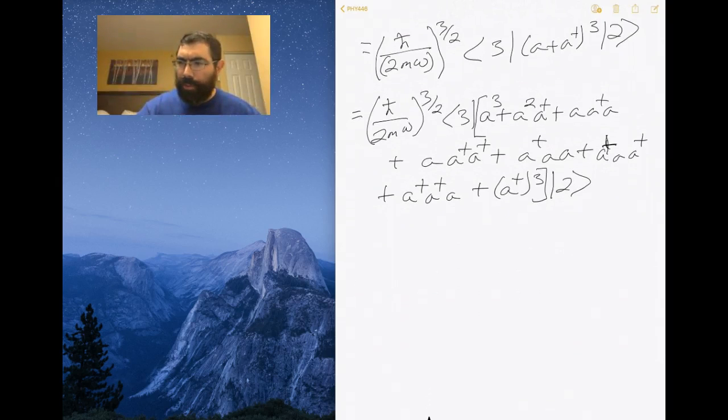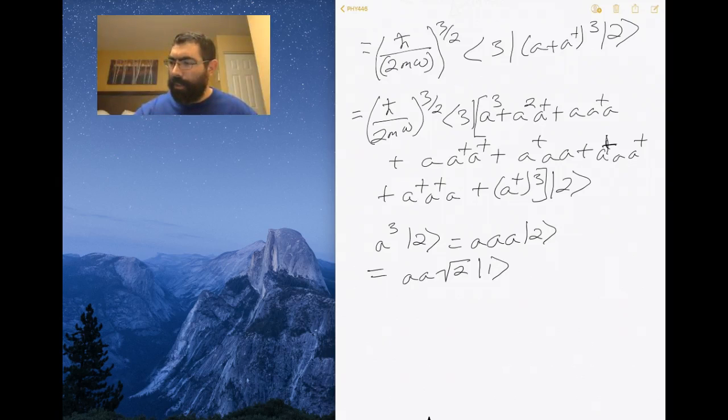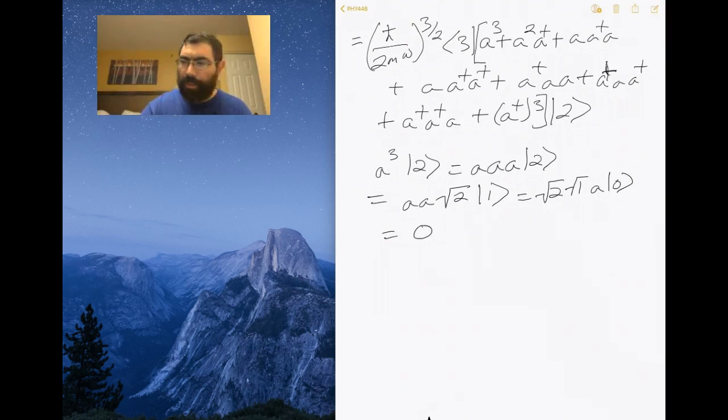If I took a cubed operating on 2, that would be a operating on 2, which gives a square root of 2. Now I've lowered it to state 1. Square root of 2, square root of 1, a operating on the ground state, which would basically be 0. You can't get anything lower than the ground state. Okay, so now let's try the next one.